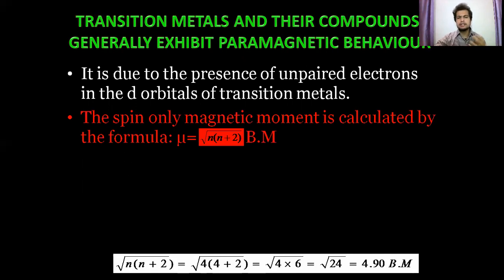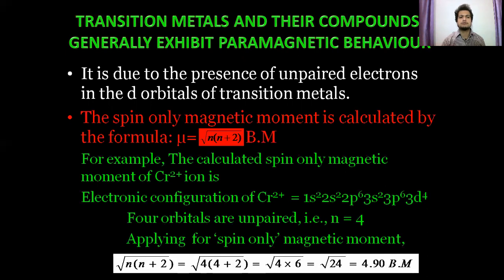Now, how to calculate it? Just one small example I'm showing you. Let's say we have to calculate the magnetic moment of the Cr2+ ion. What we need to know is how many unpaired electrons are present. For that, I'll write the configuration of Cr2+, which is 3d4. If you arrange 3d4 in the five d orbitals, you'll have 4 unpaired electrons. So the number of unpaired electrons is 4.